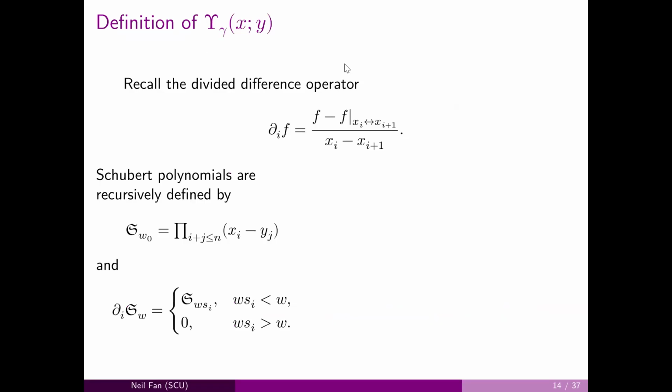Their polynomials are called upsilon gamma. Recall that this is the divided difference operator acting on a polynomial, and the Schubert polynomials are defined recursively as follows. There is a starting point, W naught. This is a product of these factors, and the induction steps use the divided difference operators.